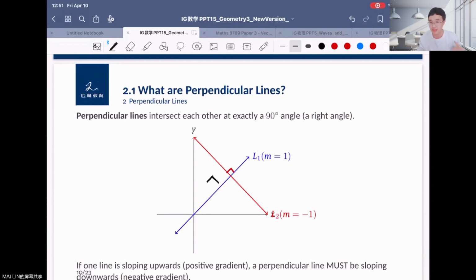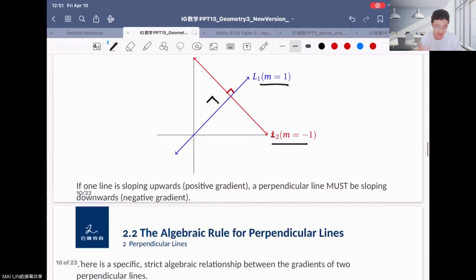Here in the two lines, line L1's gradient equals 1, and the second line L2's gradient equals -1. So if one line slopes upward, with a positive gradient, the other perpendicular line must slope downward. That is what perpendicular lines are.